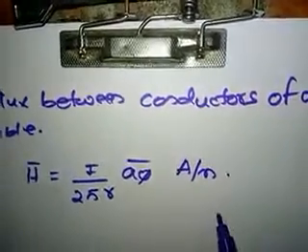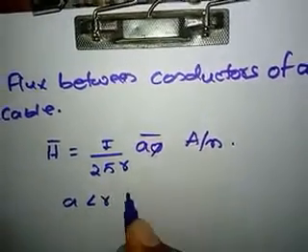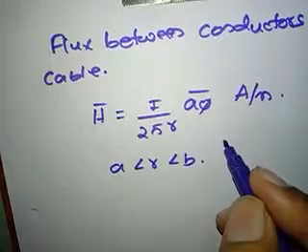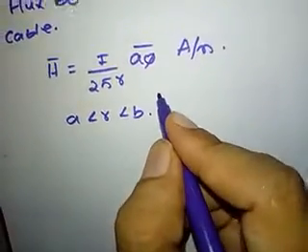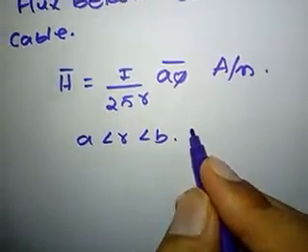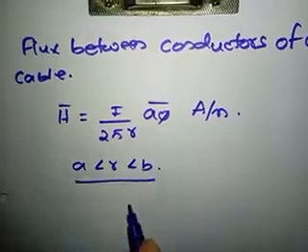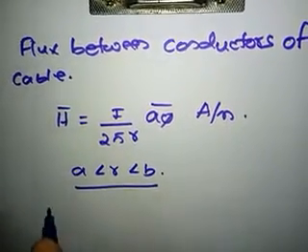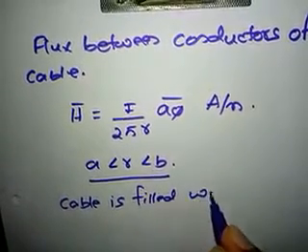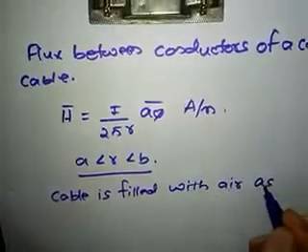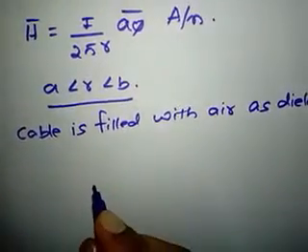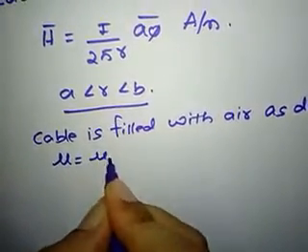That is H bar due to coaxial cable in the region A is less than R, that is less than B. So this equation we derived when we were studying the applications of Ampere's circuital law. Okay. So H bar due to coaxial cable. We are interested in the flux in the region between A is less than R, that is less than B. The cable is filled with air as dielectric, that is in between the inner conductor and the outer conductor, it is filled with air medium. So we have mu is equal to mu naught.